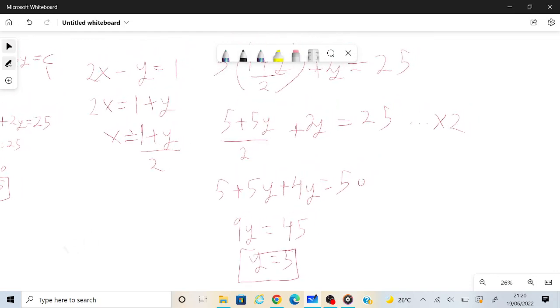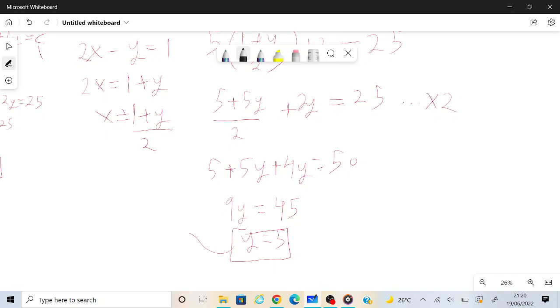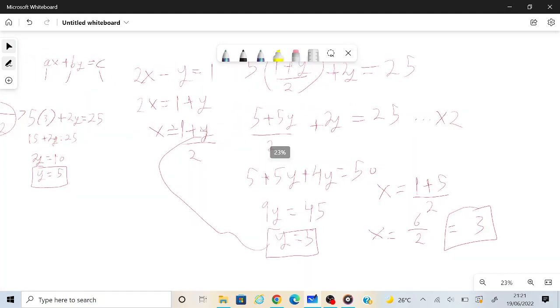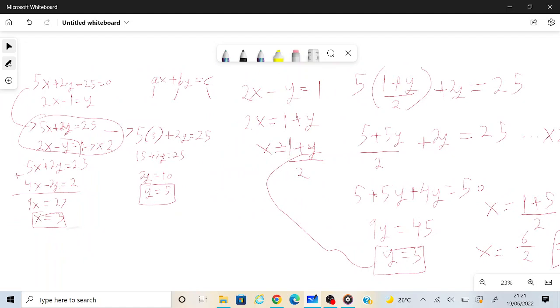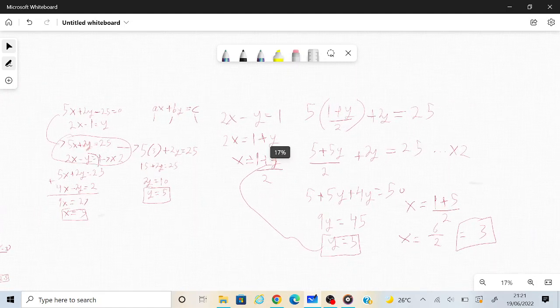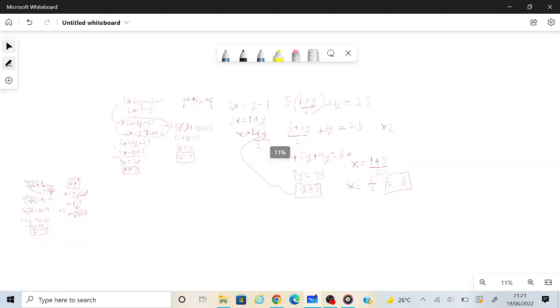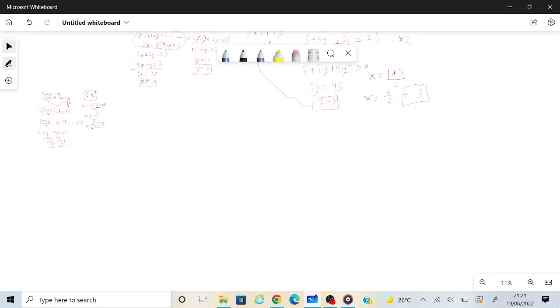Now, since we have that, we can look for our x value by putting this y over here. So, x is 1 plus 5 over 2. X is 6/2, which is 3. Going back to our original answers, let's just confirm. Y is 5, x is 3. Yep, that is correct. So let's move on to the next example.